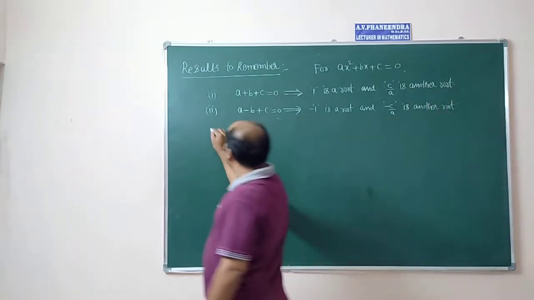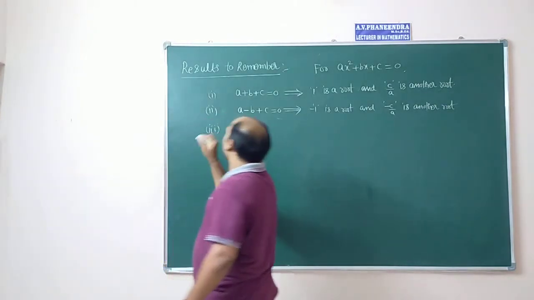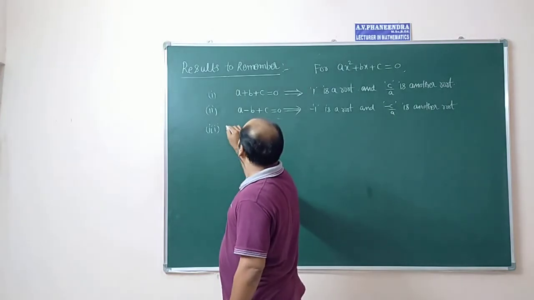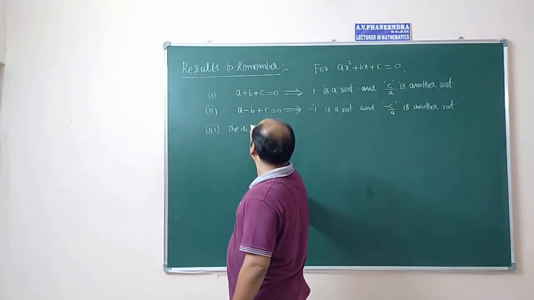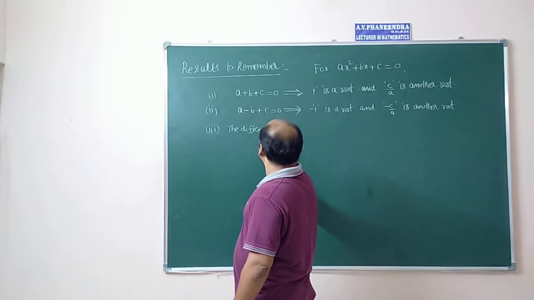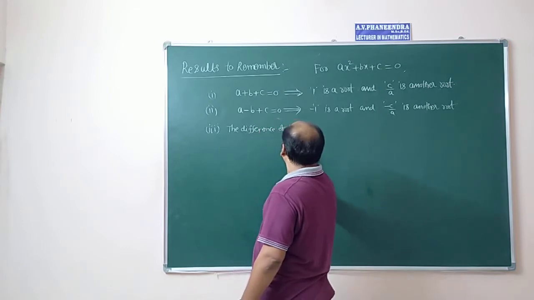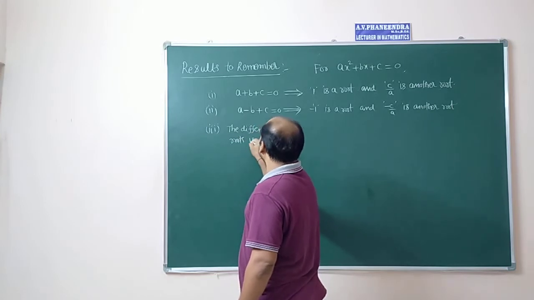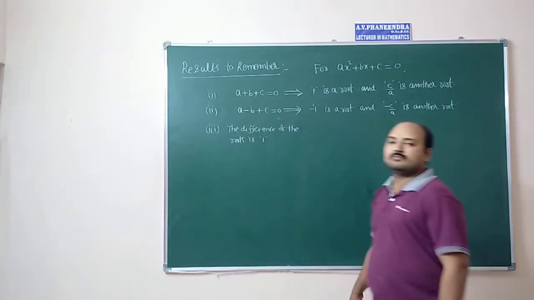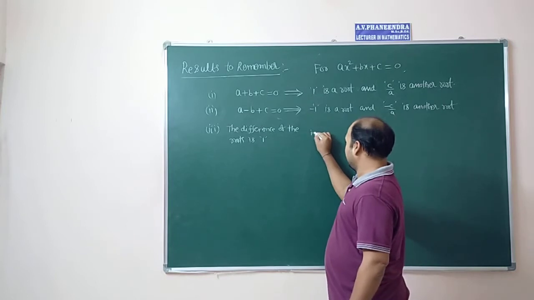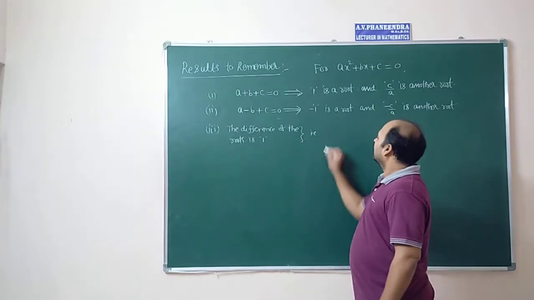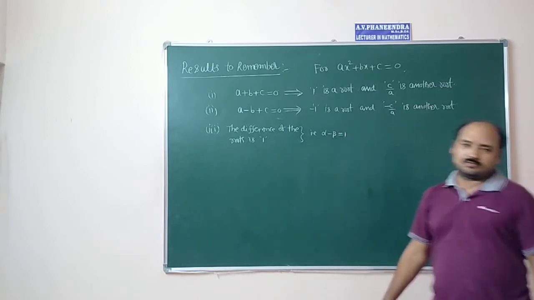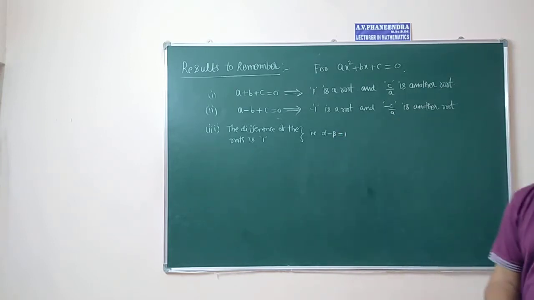And the third point is, if the difference of the roots is 1, that is, alpha minus beta is equal to 1.